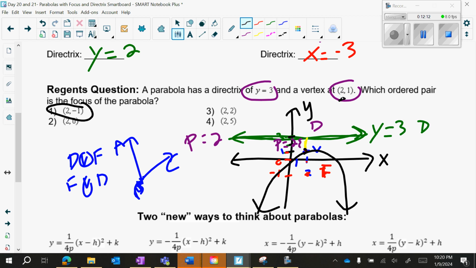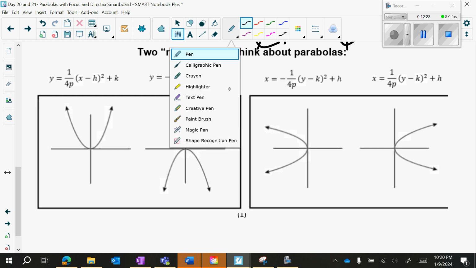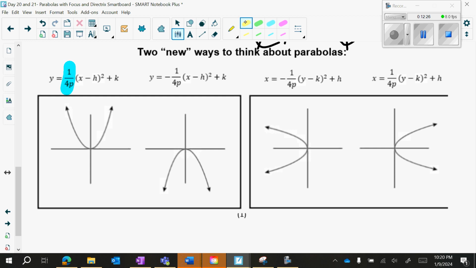Now, let's talk about the equation. This equation is called vertex form, which I talked about in the do now. The only difference from the do now to this is that you have a coefficient here, which I'm going to highlight for you in aqua. First, let's start with x squared. When x is squared, meaning the x value is in the parentheses that's squared, then the parabola opens up or down. If the coefficient, which in this case is 1 over 4p, is positive, the graph opens up. So positive x squared, the graph opens upward.